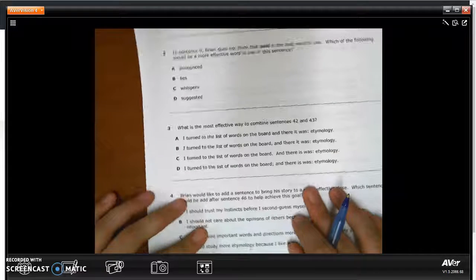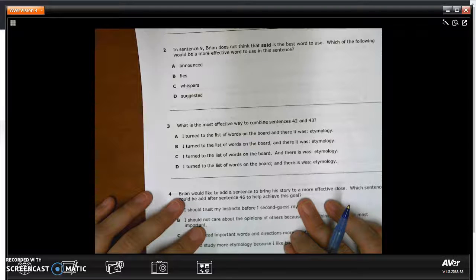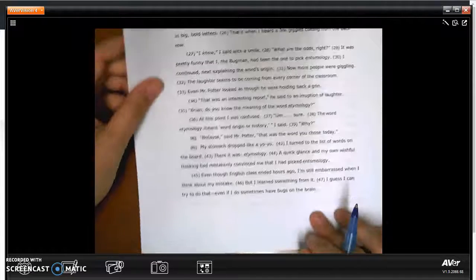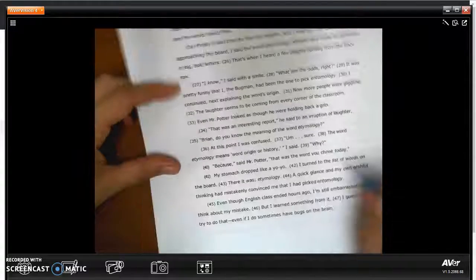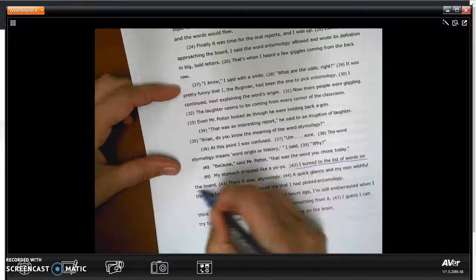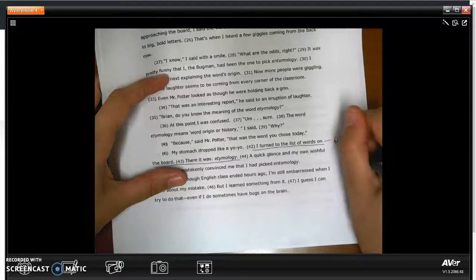Okay, let's move on. Question number 3. What is the most effective way to combine sentences 42 and 43? So what do you think I need to do now? If you said go to sentences 42 and 43, then you would be correct. So I'm going to go down here, go over here to the back. There's sentence 40. Here we go, 42 and 43. Right here. And I'm going to put question 3 by that. So that would be Q3.